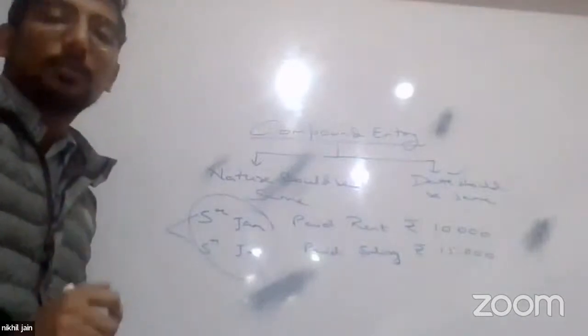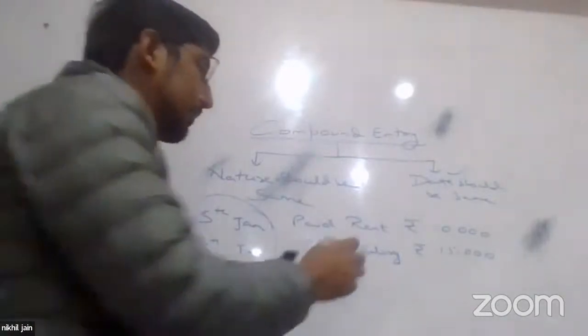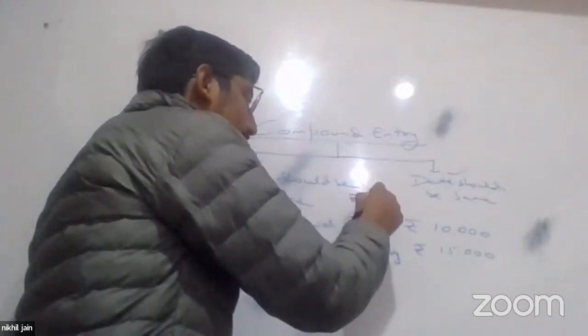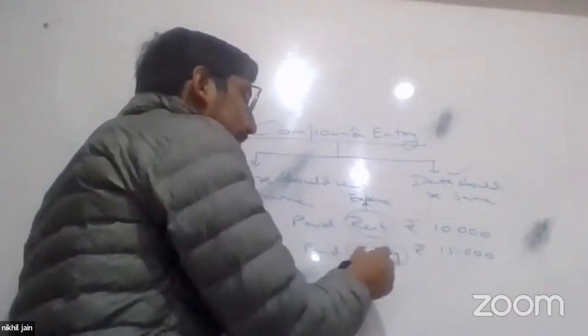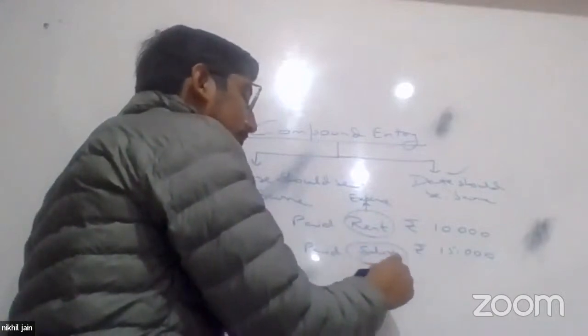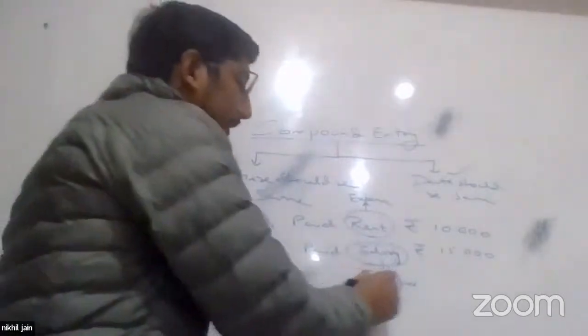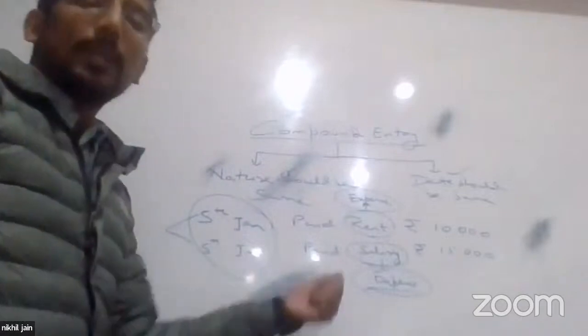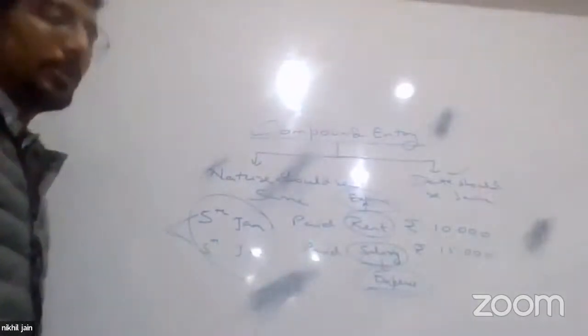And now nature. What does nature mean? Nature should be same. Rent is an expense for us, है ना? And salary is also an expense for us. So both are the expenses for us. So nature is also same. So we can now pass a compound entry for this.